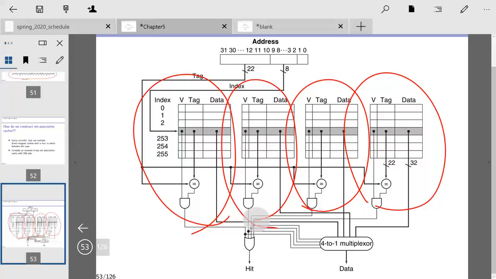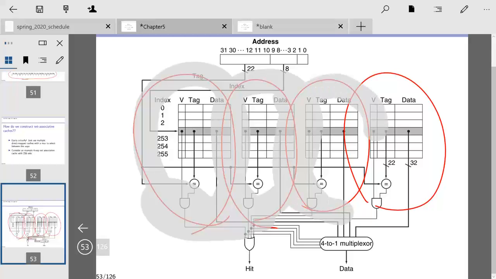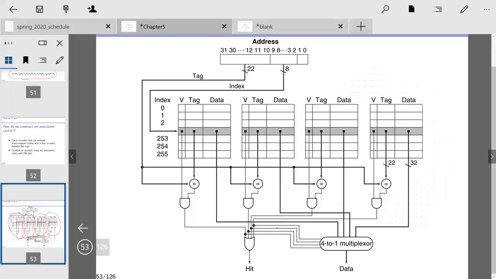The difference is this is a 4-way set associative cache, so we have to have 4 comparators. What we're going to do is take our index, which, because we have 256 sets, has to be 8 bits wide, because 2 to the 8 is 256. So we take the 8 bits and feed that into each of these direct-mapped caches, and they then retrieve the tag and valid bits, and then we compare the tag and valid bits for each of the ways.